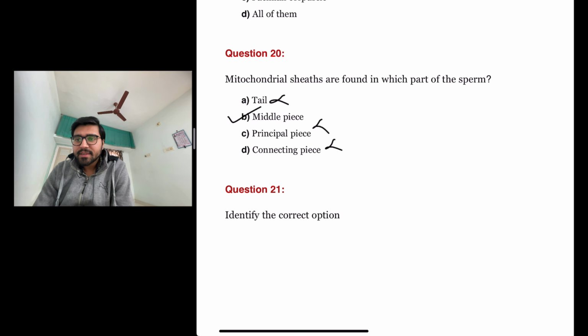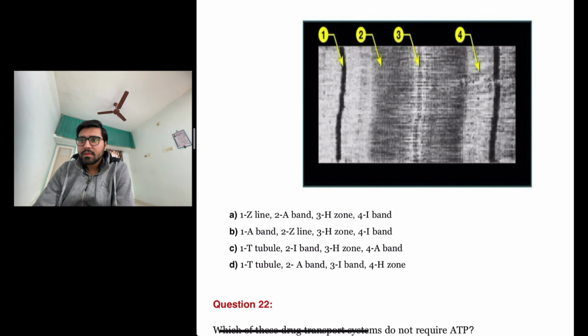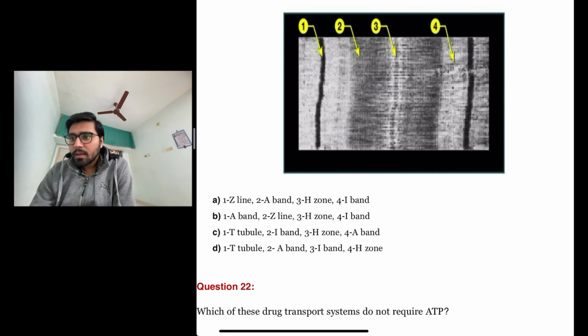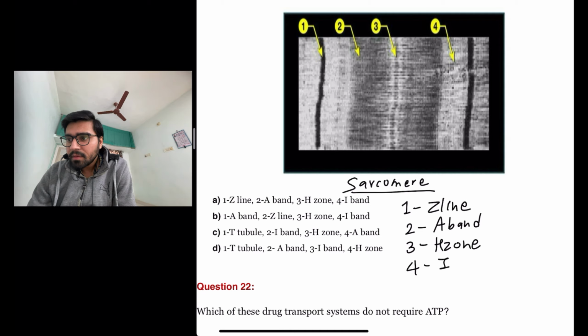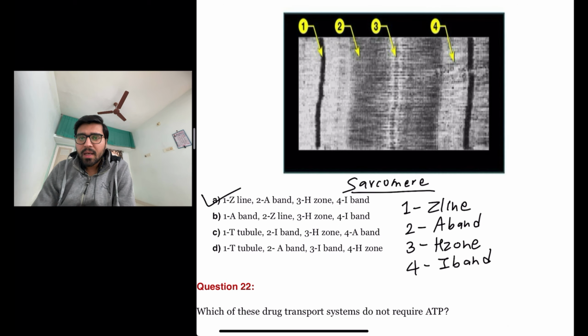The next question is identify the correct option. So this is the figure of sarcomere which is given. The number 1 is actually Z line. Number 2 is A band. Number 3 is H zone. And the number 4 is I band. The answer is A. Z line, A band, H zone, and I band.